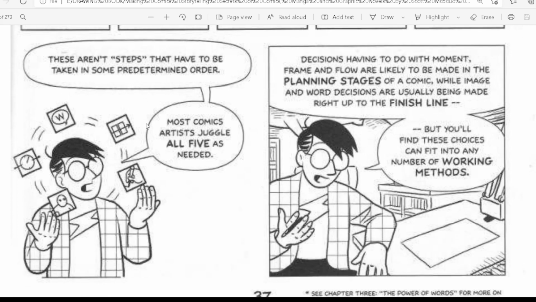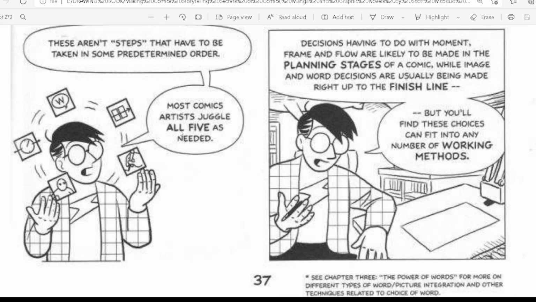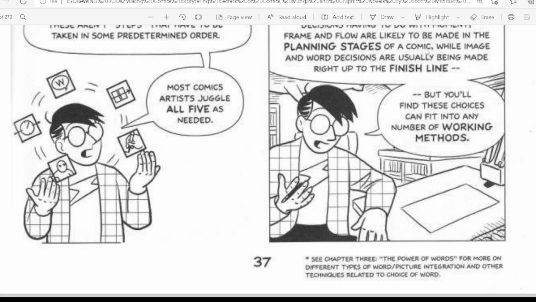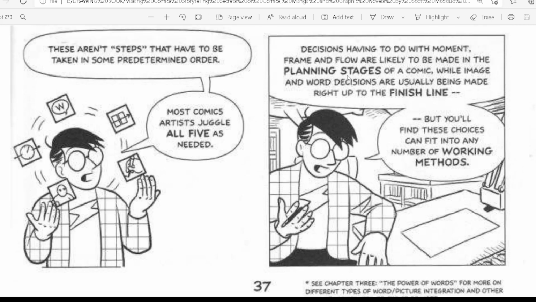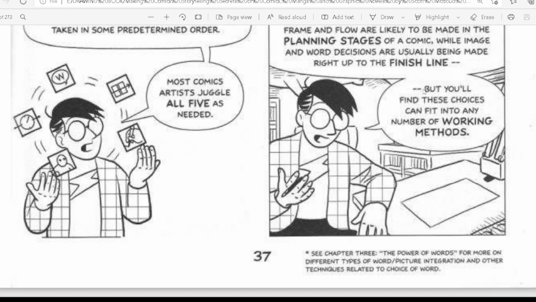Okay, so now we are moving further. These are not steps that have to be taken in some predetermined order. Most comics artists juggle all five as needed. Decisions having to do with moment, frame, and flow are likely to be made in the planning stages of a comic, while image and word decisions are usually being made right up to the finish line. But you will find these choices can fit into any number of working methods.